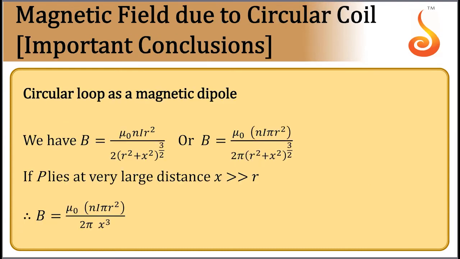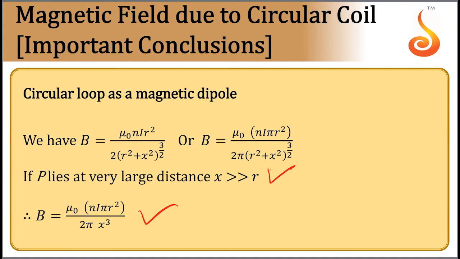Coming to the next concept, a circular loop acts as a magnetic dipole. If x is very much greater than r, B is equal to mu naught N I pi r square divided by 2 pi x cube. Just note these two lines. Continues on the next slide.